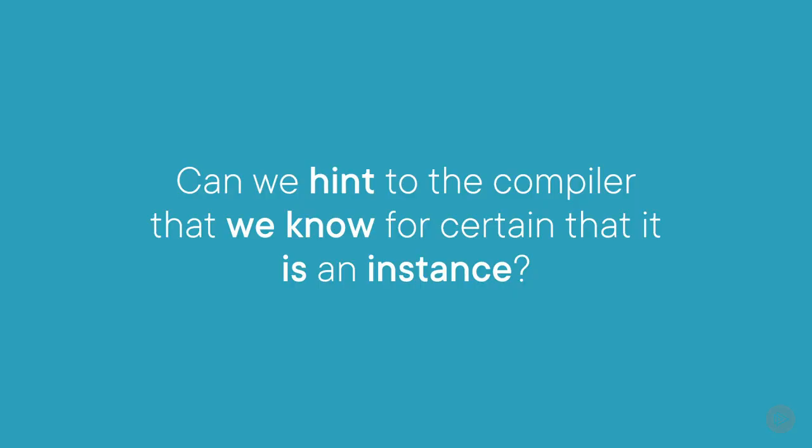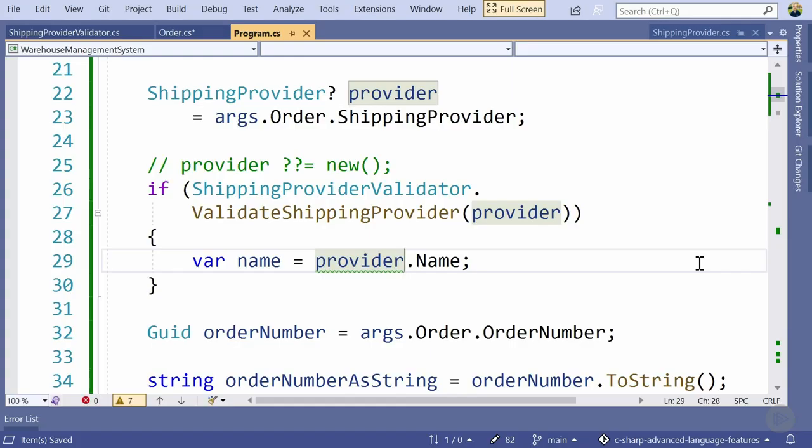Is there a way to indicate to the compiler that we know better and that this has already been taken care of? There's an operator called the null forgiving operator. The null forgiving operator is written using an exclamation mark. This lets you indicate to the compiler that what it warns about potentially being null has already been checked. You guarantee that this is not null.